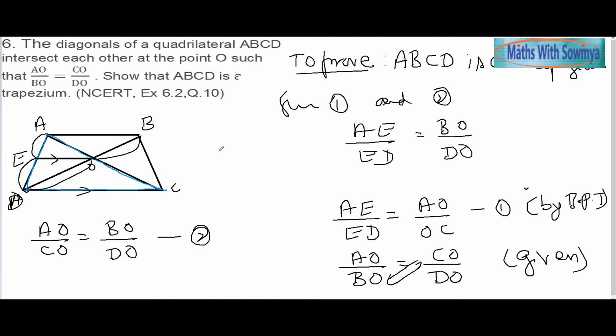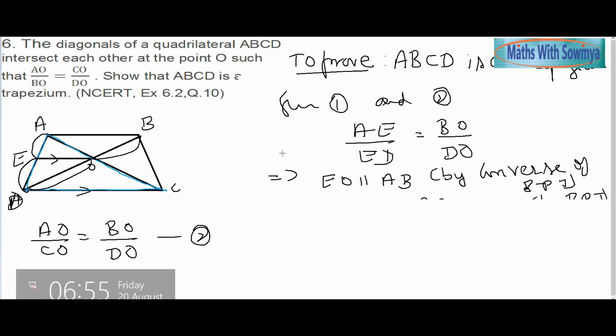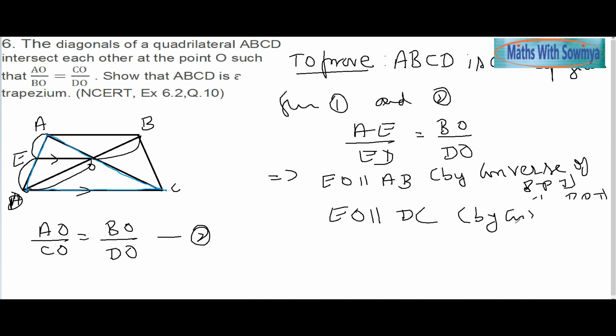This can be written as ED also. So when these are proportional, this obviously implies EO is parallel to AB, by the converse of BPT that we have learnt. But already from the construction, we know that EO is parallel to DC. So EO is parallel to AB, EO is parallel to DC, implies AB is parallel to DC, which implies ABCD is a trapezium.